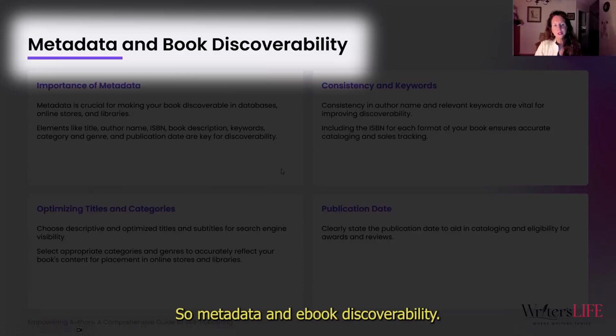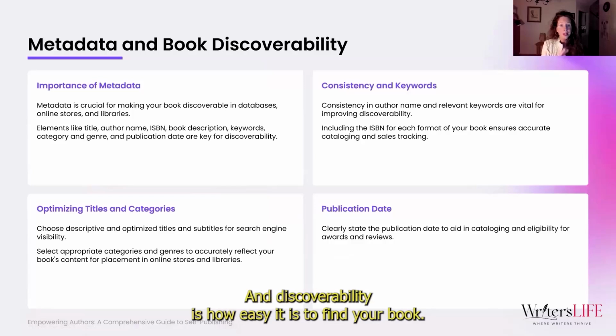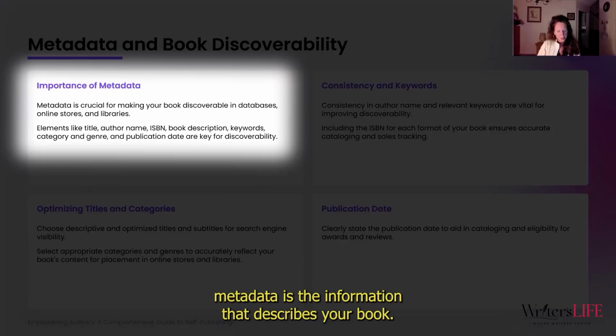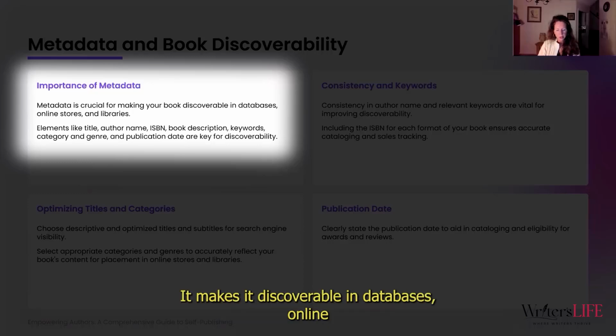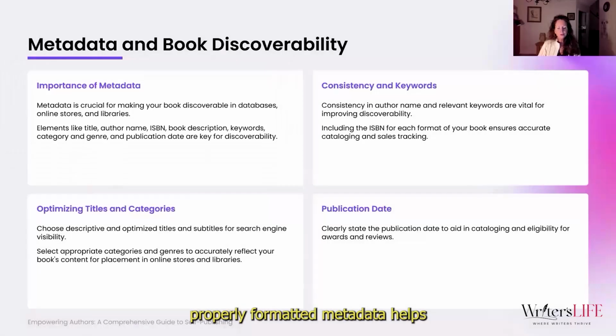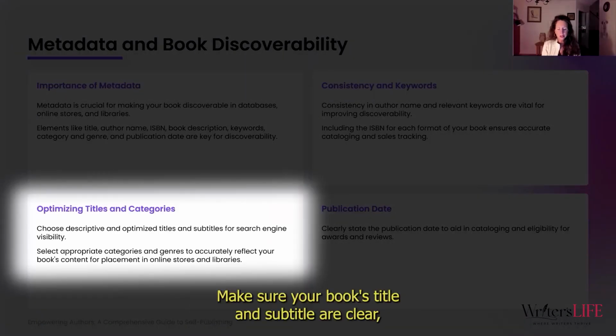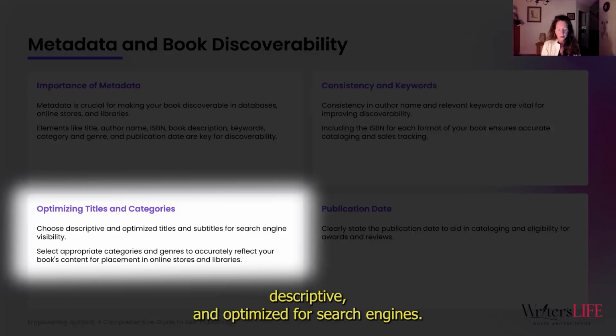So metadata and book discoverability. Again, this has to do with branding as well, and discoverability is how easy it is to find your book. Metadata is the information that describes your book. It makes it discoverable in databases, online stores, libraries, for example. Properly formatted metadata helps potential readers find your book. This includes the title and subtitle. Make sure your book's title and subtitle are clear, descriptive, and optimized for search engines.